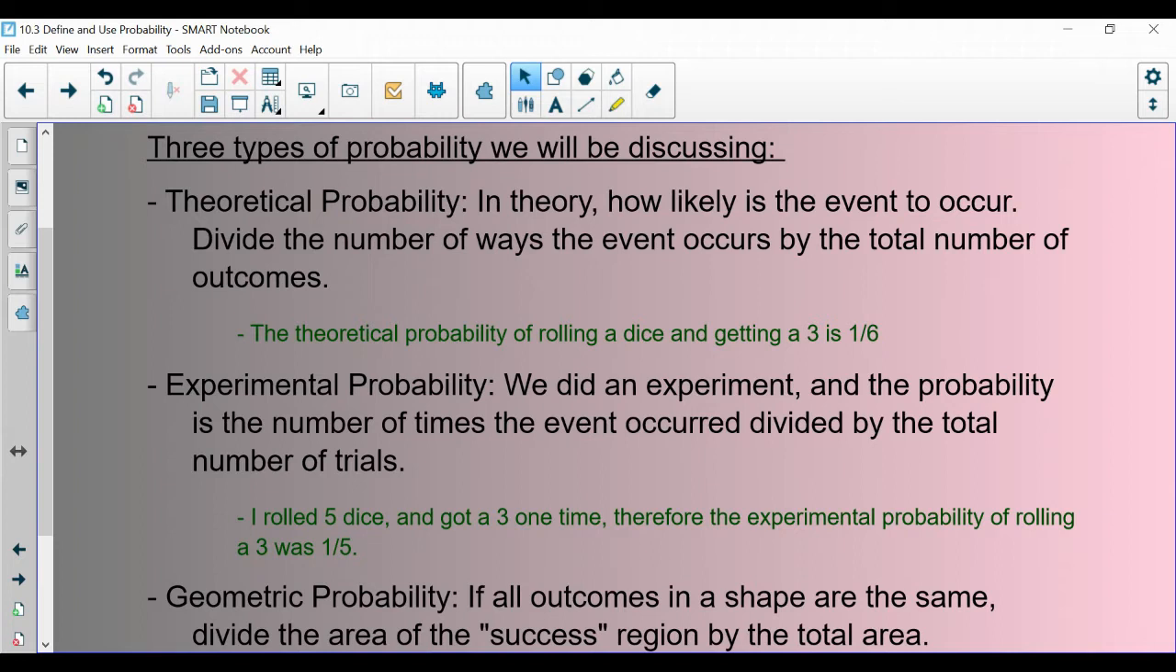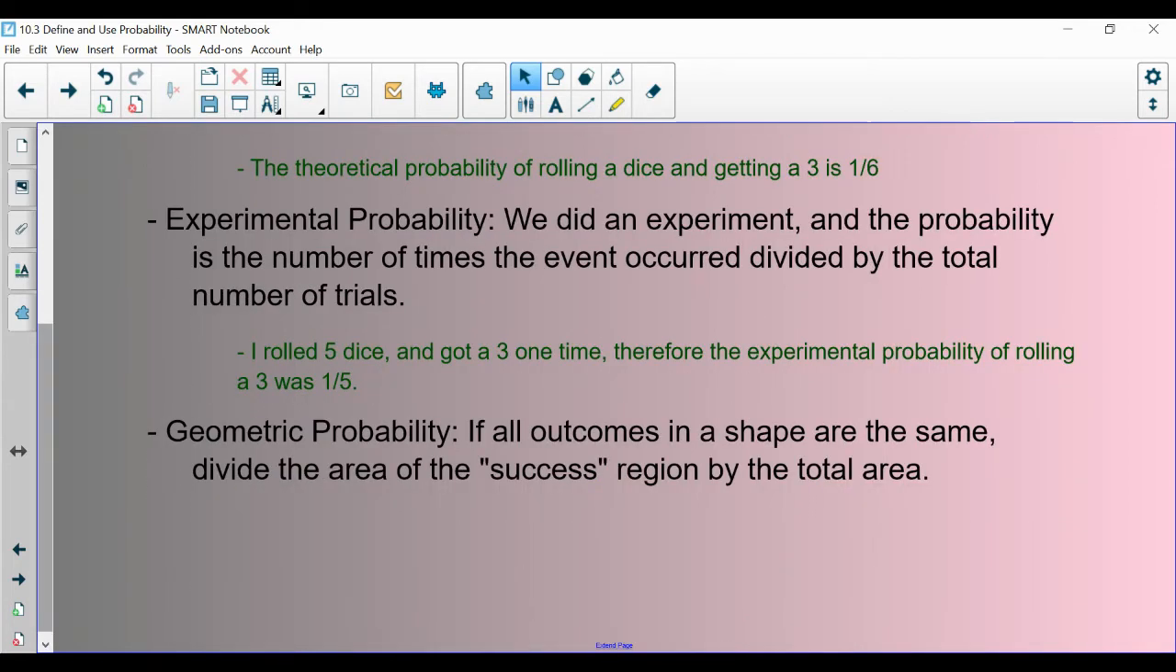There's this thing called the law of large numbers in probability that states that as the number of trials gets larger, the experimental probability should start to get closer and closer to the theoretical probability. So that's called the law of large numbers, and we'll talk about that as well a little bit.